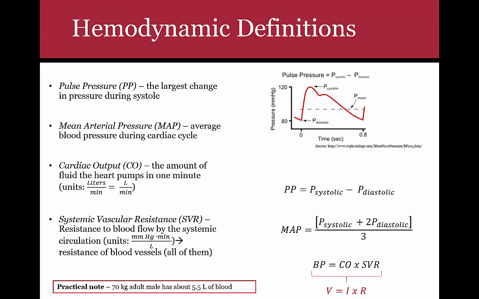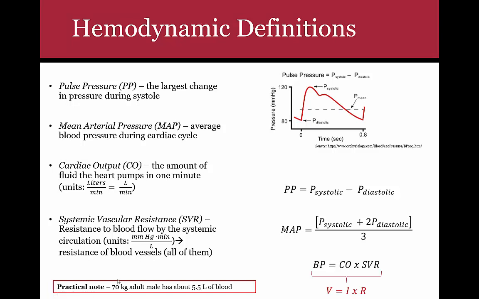And that has units of millimeters of mercury per minute over liters, which is just, think of Ohm's law, right? It's basically pressure over cardiac output. And there's a relationship, which again is like Ohm's law, that tells you that the blood pressure is equal to cardiac output times systemic vascular resistance, where cardiac output is like current, blood pressure is like voltage, and SVR is like resistance.